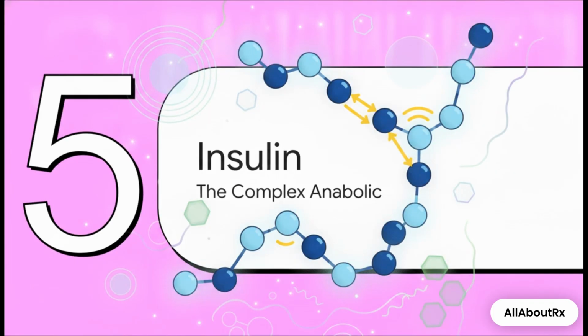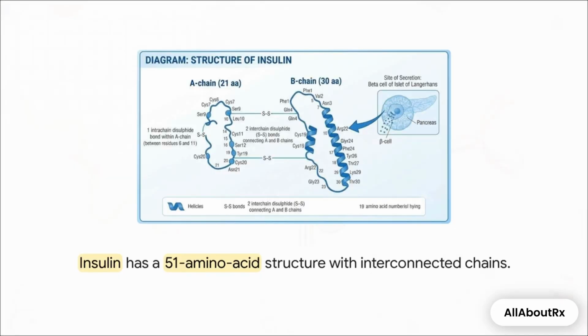Which brings us to Section 5, insulin, the complex anabolic, secreted by the beta cells. Okay, if glucagon was a simple straight line, insulin is an absolute architectural marvel. It is a 51 amino acid anabolic hormone composed of two distinct parts, a 21 amino acid A chain and a 30 amino acid B chain.